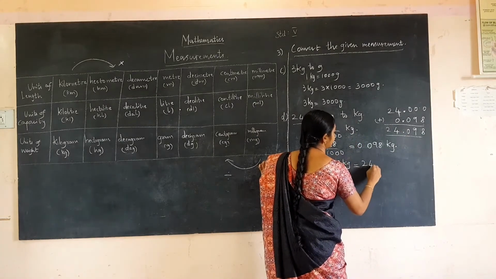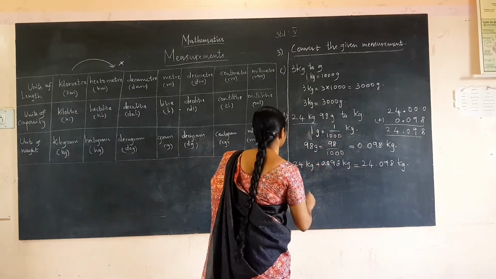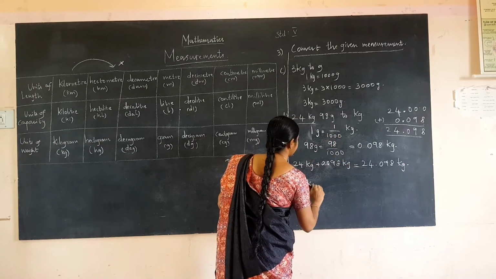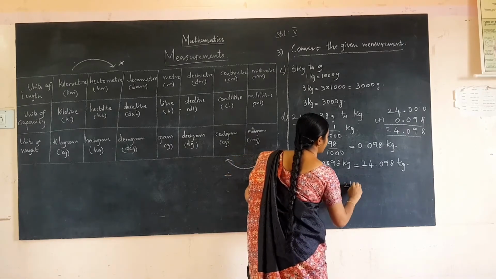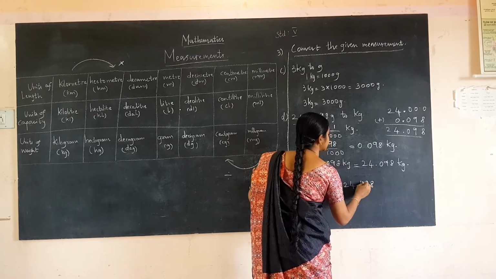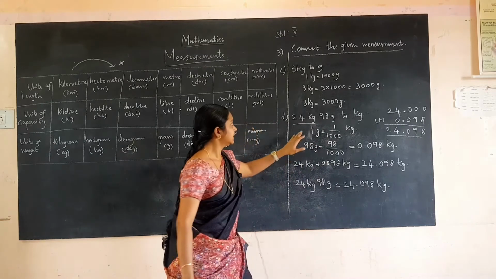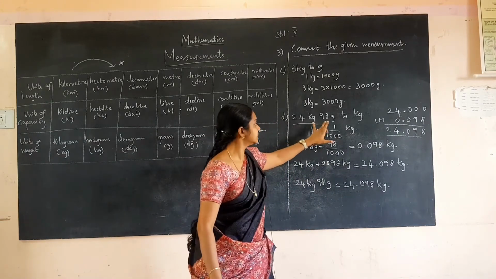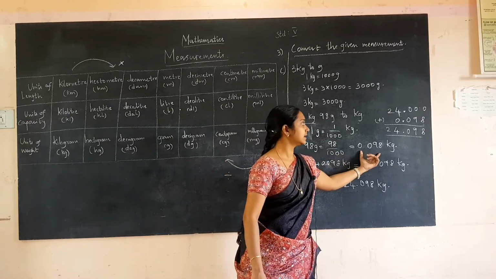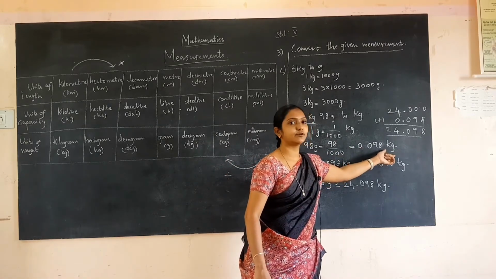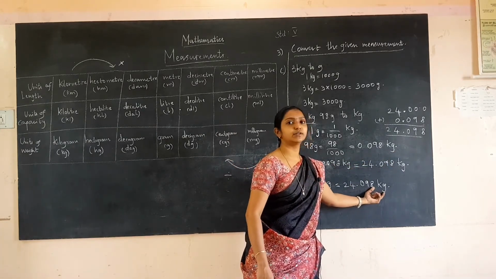So 24.098 kilogram. 24 kilogram 98 gram is equal to 24.098 kilogram. Keep the kilogram as it is and convert gram to kilogram, and then we have to add 24 kilogram and the converted 0.098 kilogram. We have to add both, and the answer will be 24.098 kilogram.